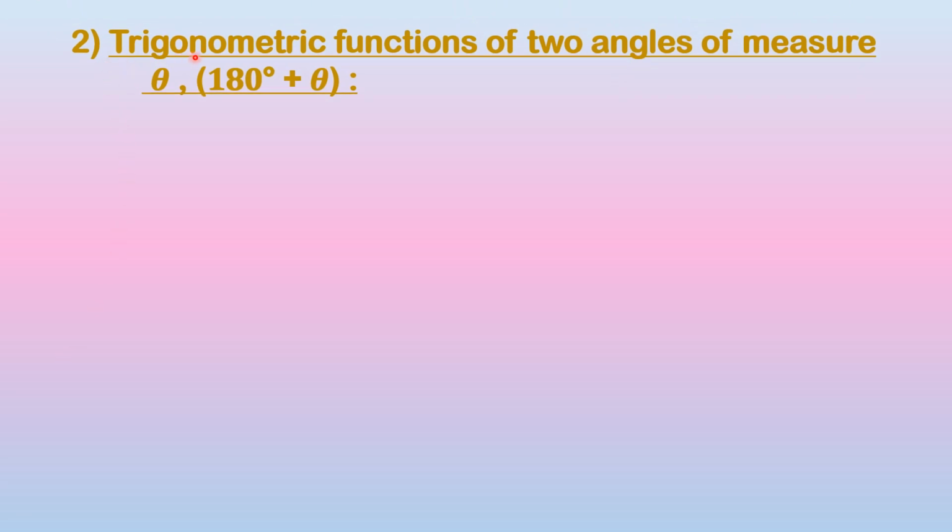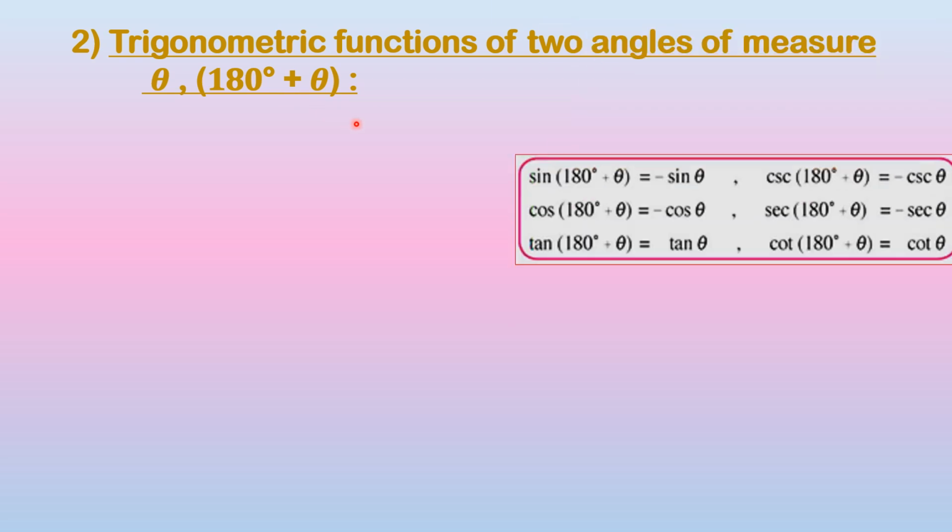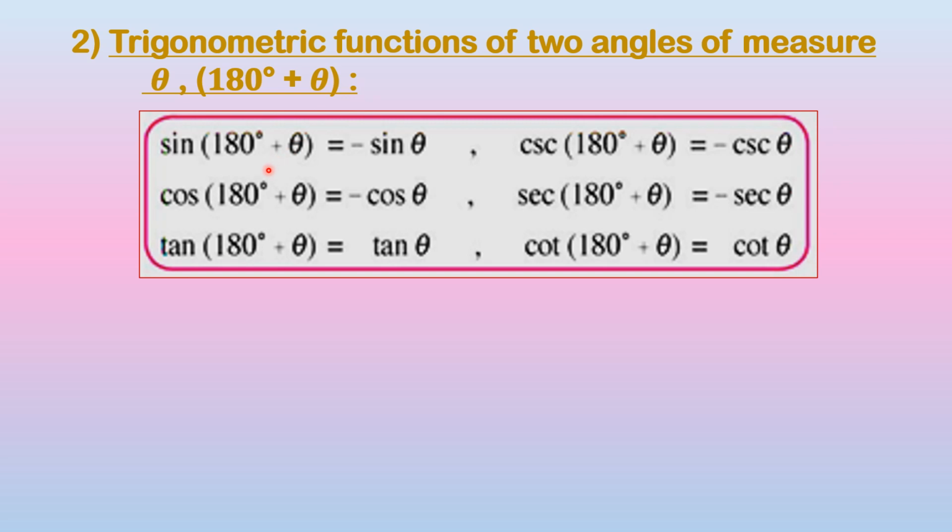Number 2, trigonometric functions of two angles of measure theta and 180 plus theta. Sine 180 plus theta equals negative sine theta. Cosec 180 plus theta equals negative cosec theta. Cosine 180 plus theta equals negative cosine theta. Sec 180 plus theta equals negative sec theta. Tan 180 plus theta equals tan theta. Cotan 180 plus theta equals cotan theta.